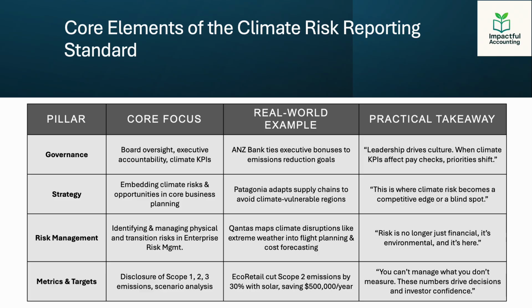Finally, metrics and targets. You can't manage what you don't measure. Companies must disclose emissions, scope 1, scope 2, and scope 3, and track performance against the climate goals set by the company. Eco Retail is a great example. They cut their scope 2 emissions by 30% with solar and saved $500,000 a year. That's how measurement leads to real life savings and better decisions.